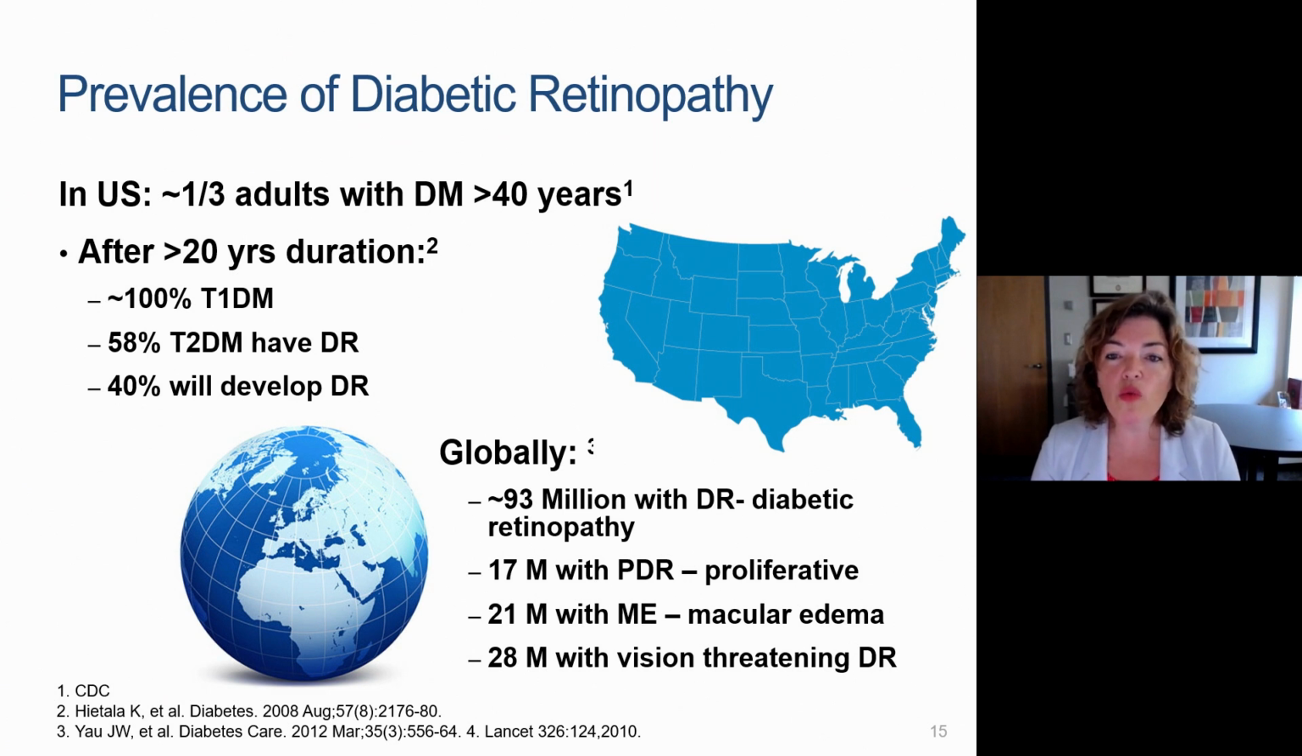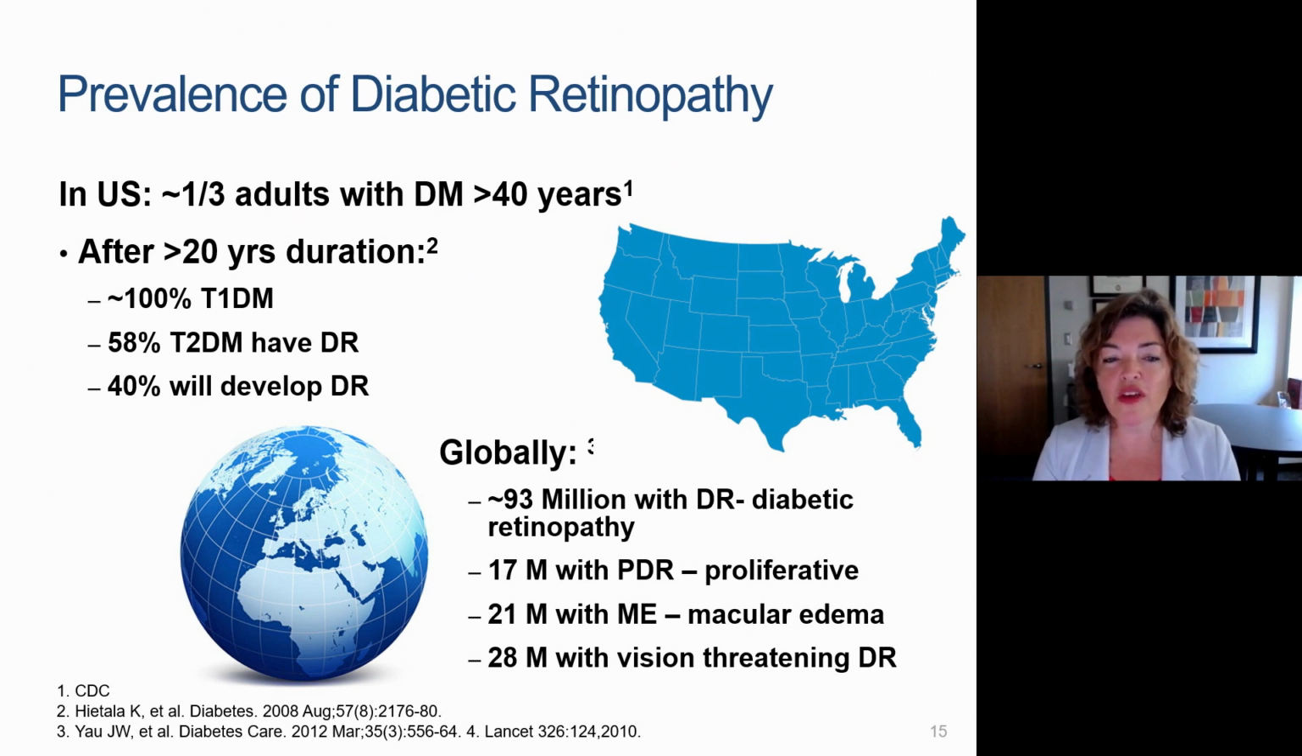So excellent. What is the prevalence of diabetic retinopathy? This is a little old data. We should do a better job collecting this data on a national and global perspective. But it's about a third of adults with diabetes who've had diabetes for more than 40 years.